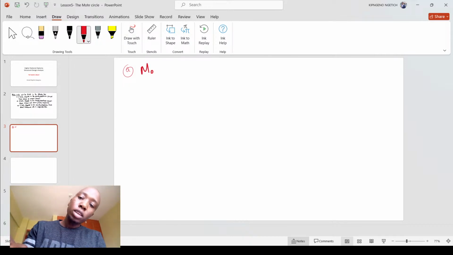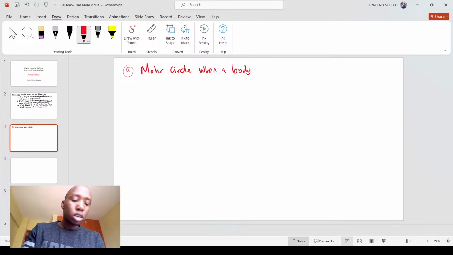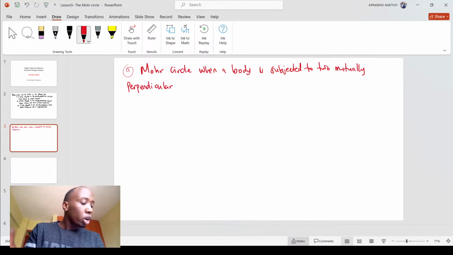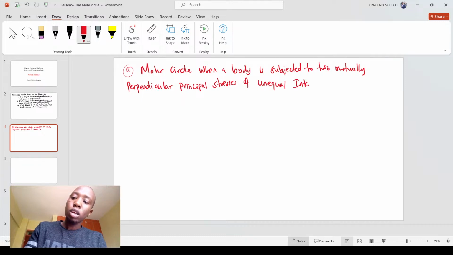So we are looking at the Mohr circle when a body is subjected to two mutually perpendicular principal stresses of unequal intensities.